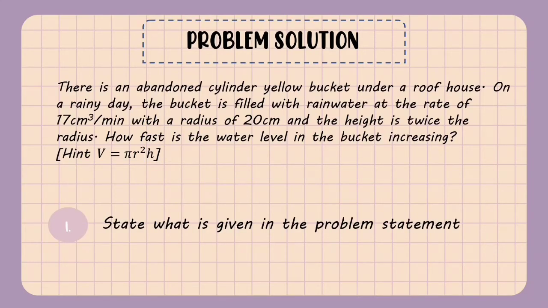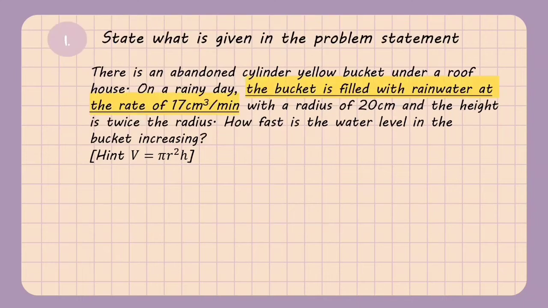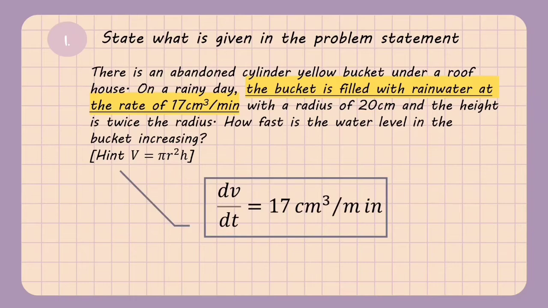The first thing to solve this problem is to state what is given in the problem statement. Let's see what information we can get from this problem statement. As you can see, I highlighted some parts of the problem statement, which is the bucket is filled with rainwater at a rate of 7 cm cube per minute. And I interpret that as dV/dt since it stated the rate at which the bucket is filled with rainwater.